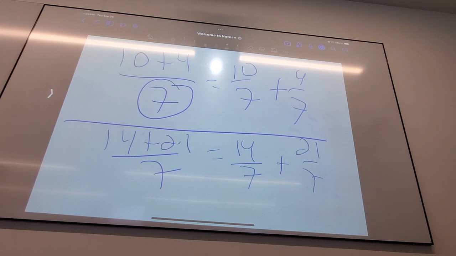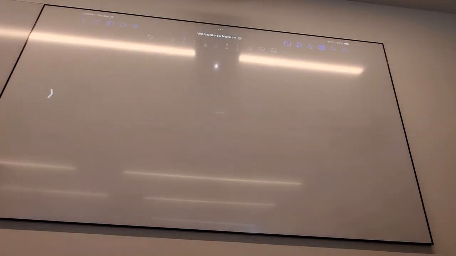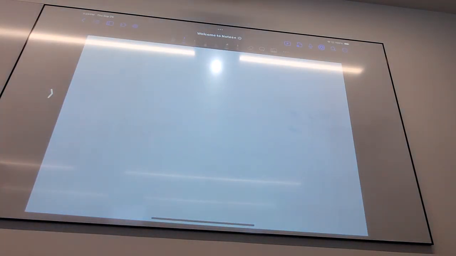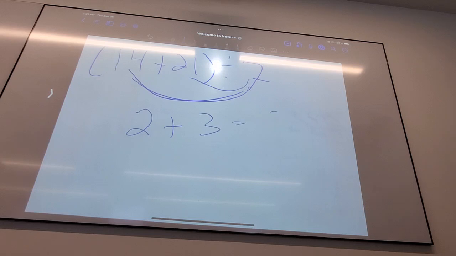But I don't have to look at it as a fraction. I'm going to do the same problem again, but write it like this: 14 plus 21 divided by 7. Then it's distribution, yes? 14 divided by 7, 21 divided by 7. What is 14 plus 21? 35 divided by 7 is 5. What's 14 divided by 7? 2. What's 21 divided by 7? 3. So I still get 5, okay.